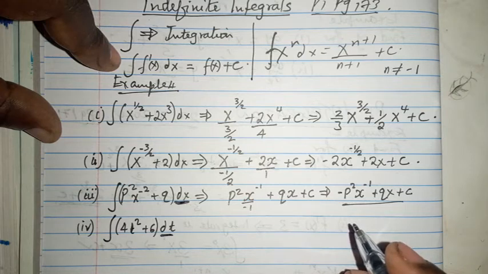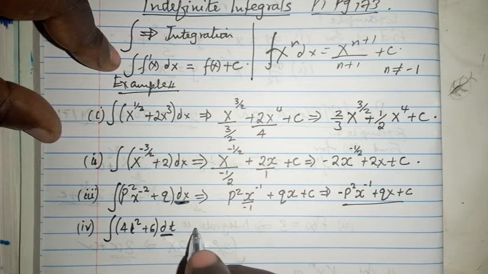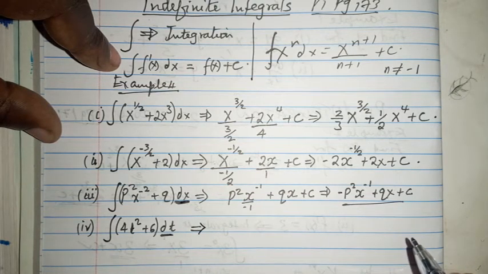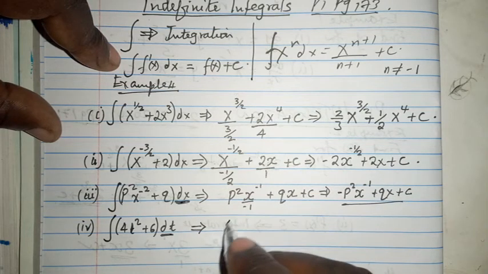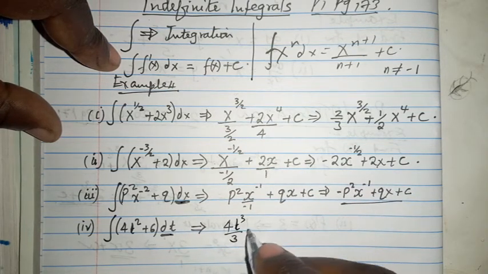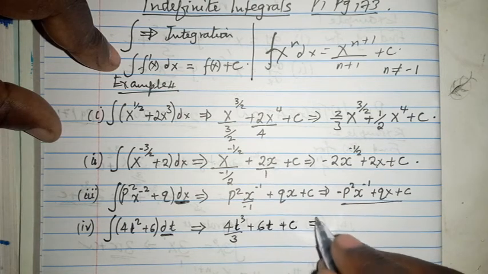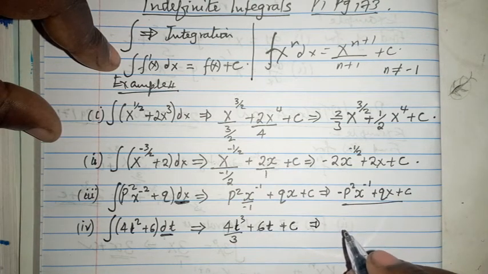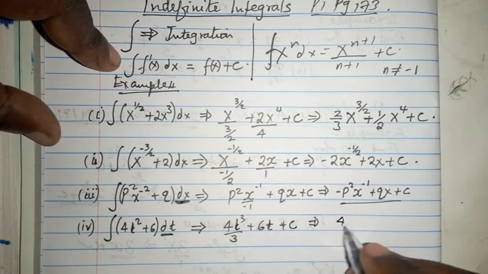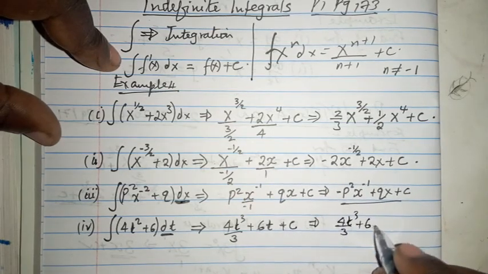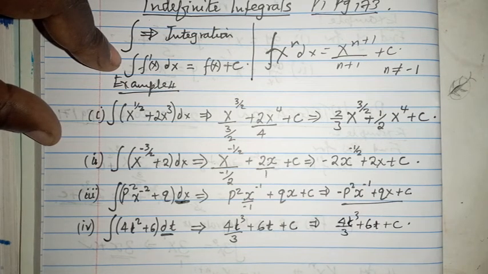So if you're waiting to integrate with respect to x, then you might not get through, especially when you get functions that do not have x. So yes, we can integrate with respect to different variables depending on the nature of the function. So here we are integrating with respect to t, and just normally it is going to be 4t cubed over 3 plus 6t. Of course, when the constant is born, then this one, cleaning it up a little bit, is going to give us 4t cubed over 3 plus 6t plus c, and that's it.